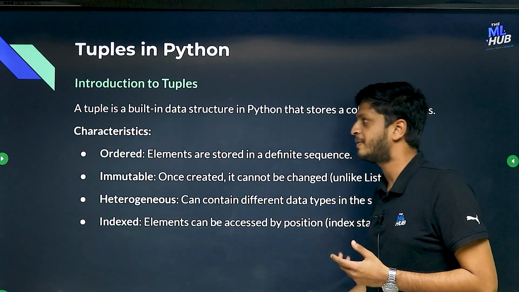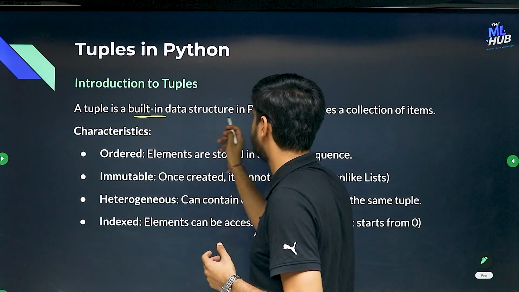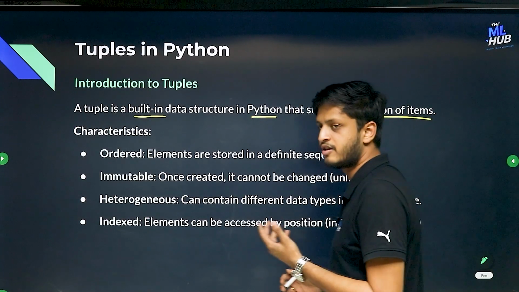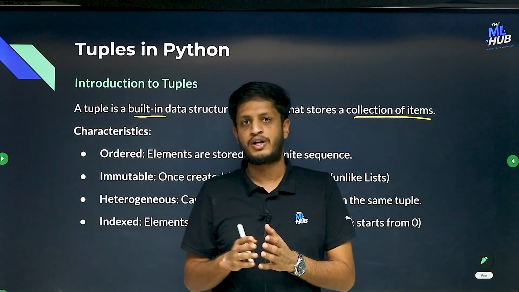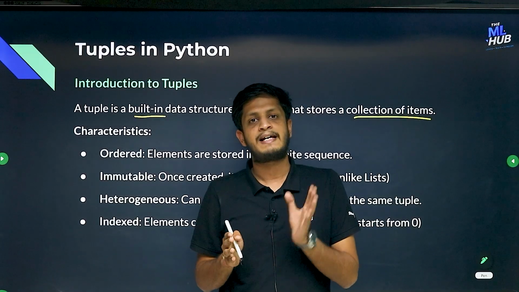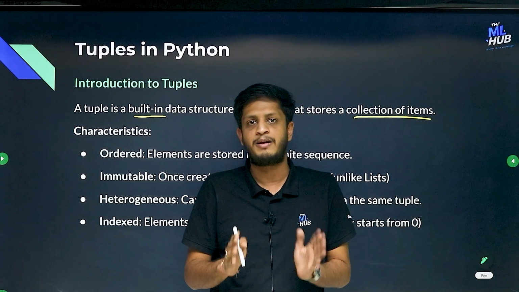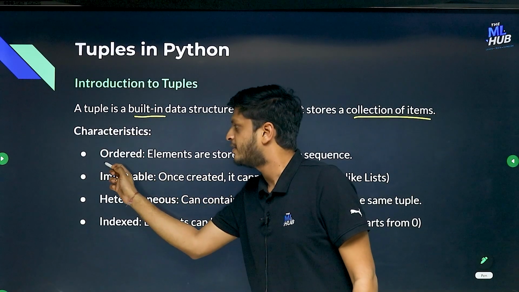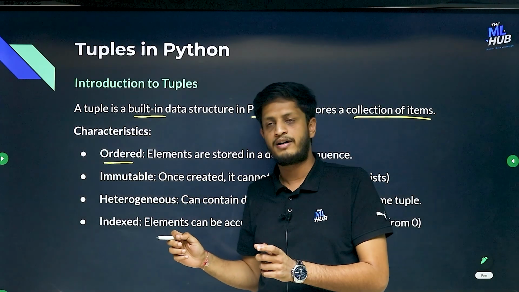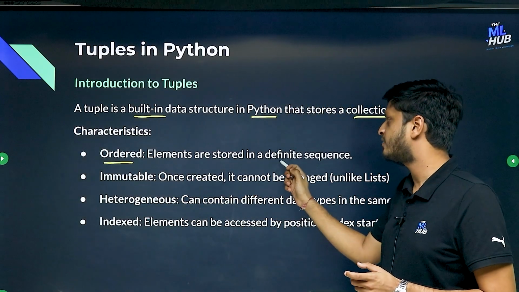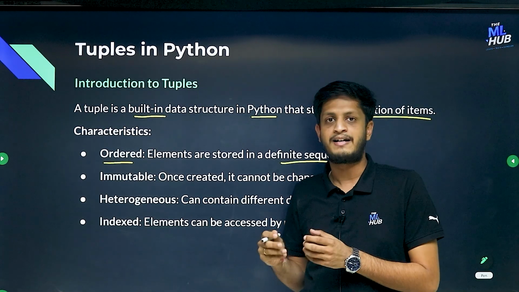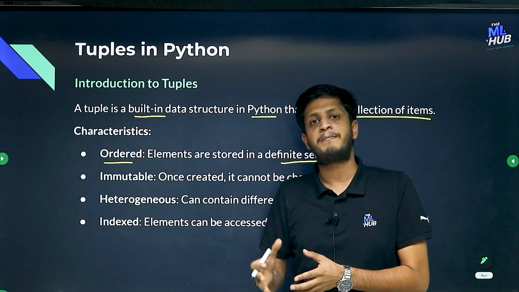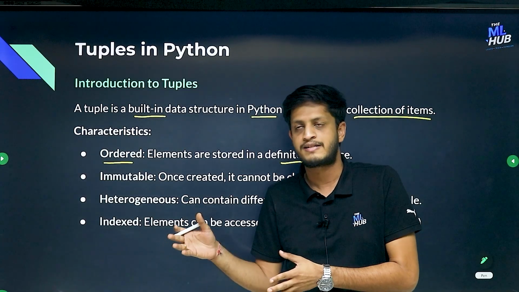Firstly, what are tuples? A tuple is a built-in data type in Python that stores a collection of items. Again, nothing is given, so heterogeneous collection is possible, which means a single tuple can contain different data type of elements as well. So the characteristics of tuple are, it is also ordered. Just like list, tuple is also ordered, which means elements are stored in a definite sequence, and you can say that this element is the first element, this element is the second element, and so on. So every element can be accessed using its position or the index.